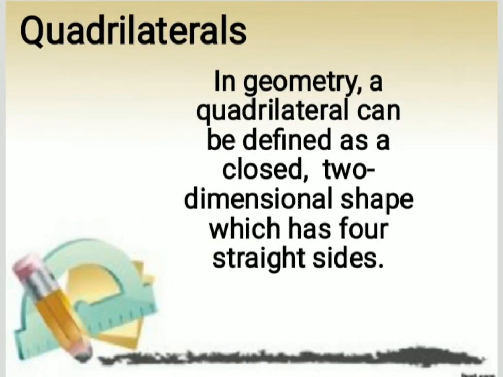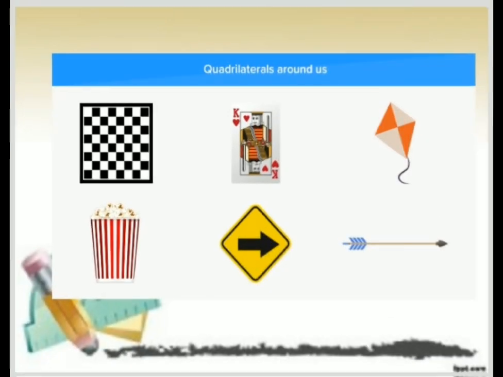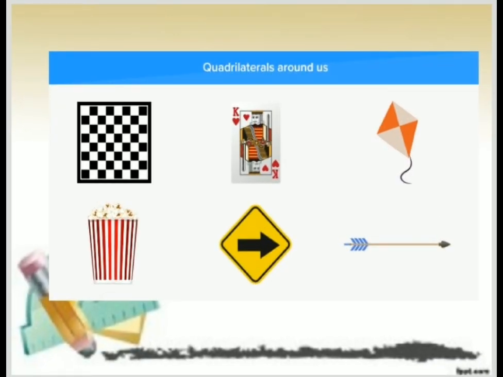Quadrilateral. In geometry, a quadrilateral can be defined as a closed, 2-dimensional shape which has 4 straight sides. We can find the shape of quadrilaterals in various things around us, like in a chessboard, a deck of cards, a kite, a tub of popcorn, a signboard, and in an arrow.